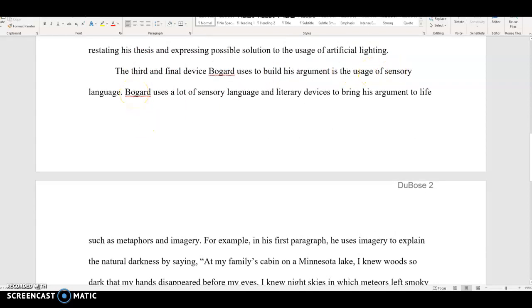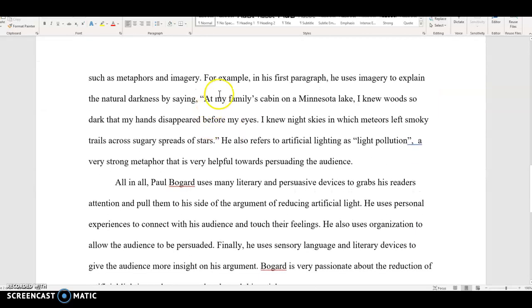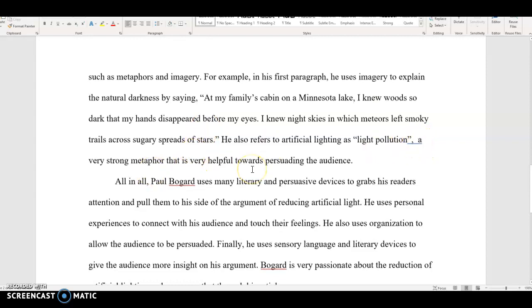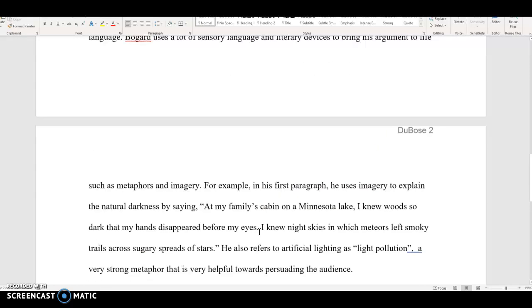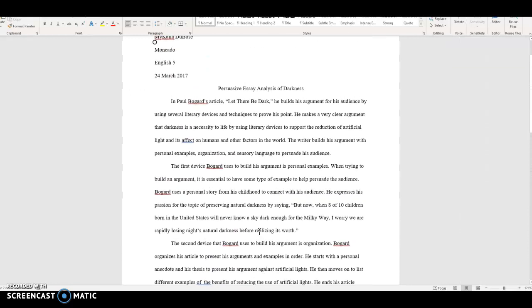Let's see what Michaela wrote back in 2017. Let's see here. Bogard uses a lot of sensory language and literary devices to bring his argument to life, such as metaphors and imagery. Okay, we got all that. And she gives an example. Light pollution, little typo here. I don't care about that. I don't really like this transition, but it works to end it. All in all, she's going to restate her main idea. Paul Bogard uses many literary devices and persuasive devices to grab his reader's attention and pull them to his side of the argument of reducing artificial light. Then she just kindly closes that out. So that's all you really need to do, is very simple. I'll leave examples of both of these and we'll have a video response on this.